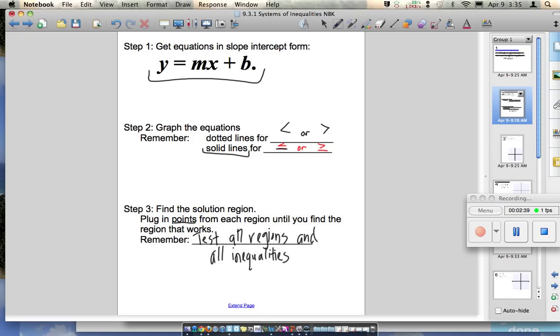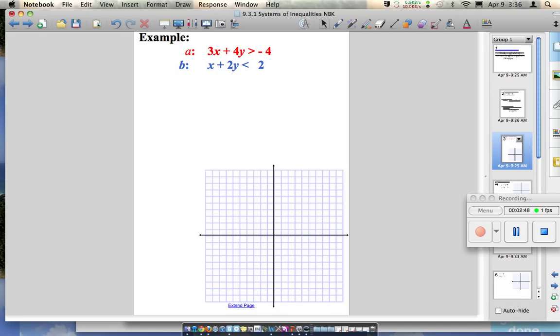Let's look at an example. It's something you've been doing. You've been testing regions, but we have more regions to deal with, so that's where the more thinking comes in. So let's take a look at this first example.